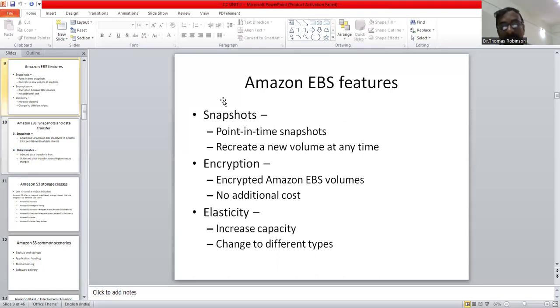The next one is elasticity. It increases the capacity and can change to different types. For example, if we have hired a 1 TB hard disk and now we need more than 1 TB, automatically it will extend the space, and we have to pay extra for the extension. If you want to decrease the space of the hard disk, automatically it will decrease. That means we can decrease the space and the price will be less. Okay, thank you.